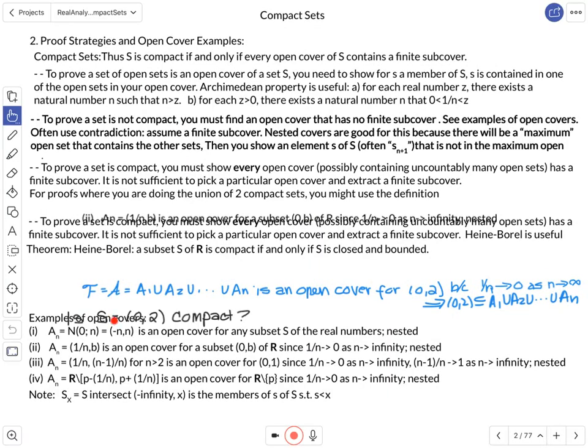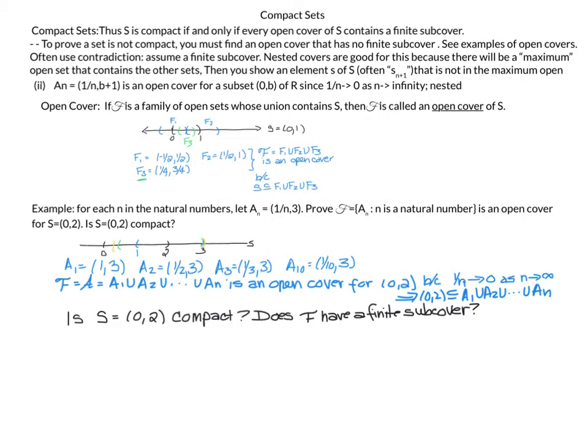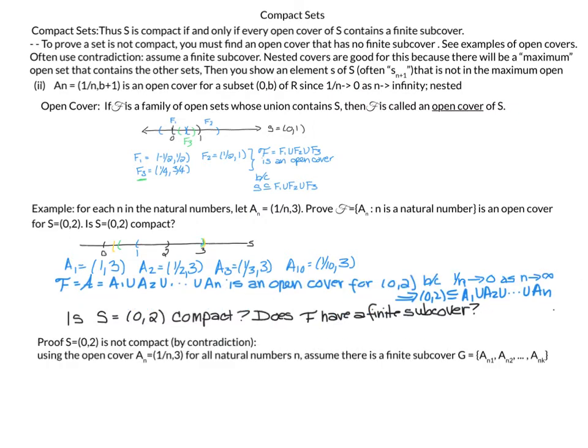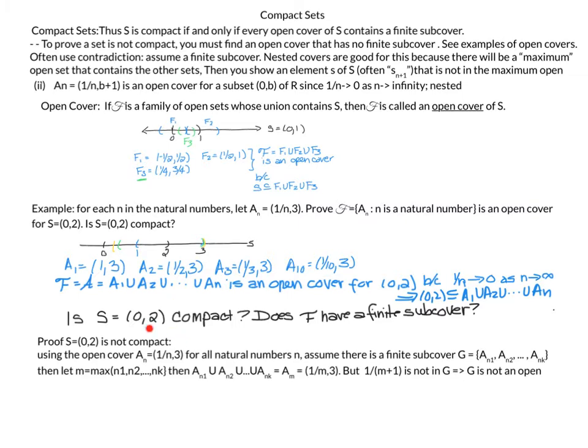So the next question, is S compact? Which is another way of asking, does F have a finite subcover? And the answer is it is not compact, and we're going to prove this using contradiction. So we're going to assume that we have G, a finite subcover. So it's A_n1, A_n2, up to A_nk, and that's going to be a finite subfamily of F.